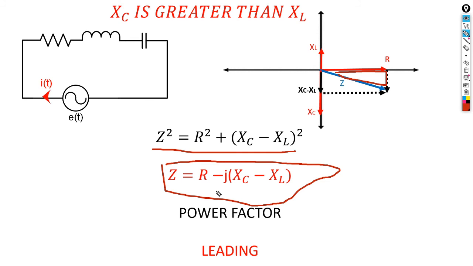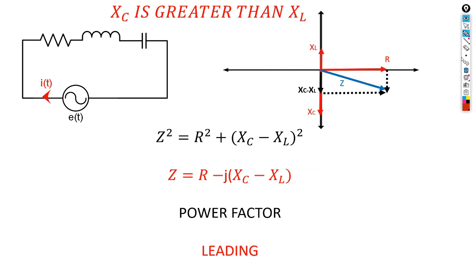And therefore our power factor is going to be leading, because XC is the most dominant one. When the circuit is capacitive, we're going to have a leading power factor, which means the current is coming before the voltage, and this concept will be discussed in the next video.